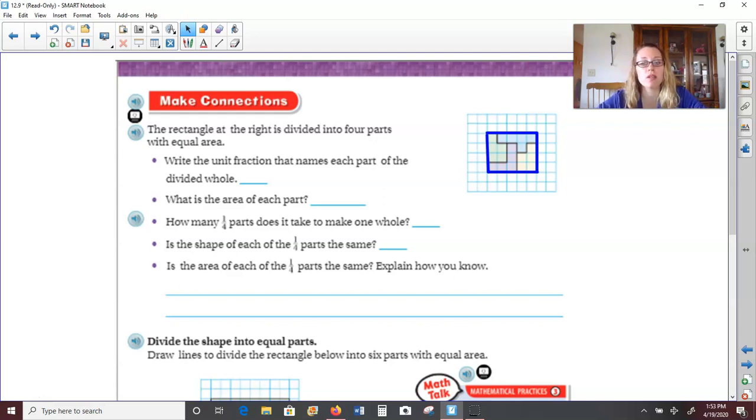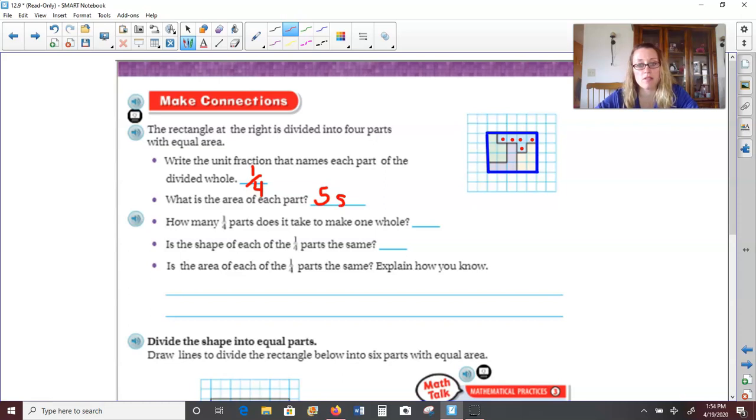So we need to think of a unit fraction that names each part of the divided whole. Remember, a unit fraction always has 1 as your numerator. So how many parts are in our rectangle? Well, we said there were 4. So each part is representing 1/4 of the whole rectangle. What is the area of each part? Area, again, is the amount of space the shape takes up. So to figure out the area, we simply count all of the squares within one of the shapes. And there's a total of 5. You can count any of the shapes within the rectangle, and there would be 5.